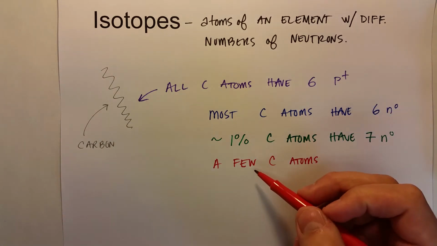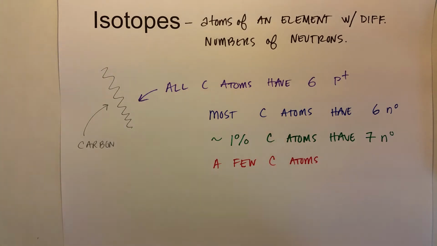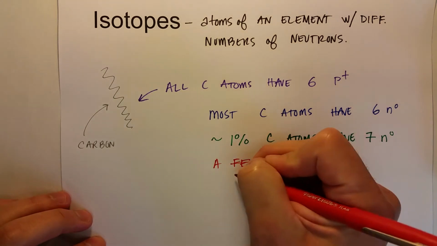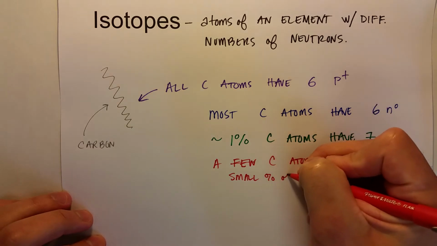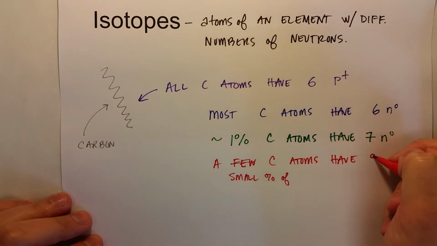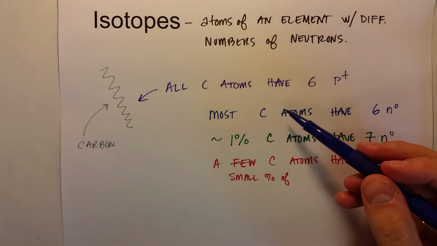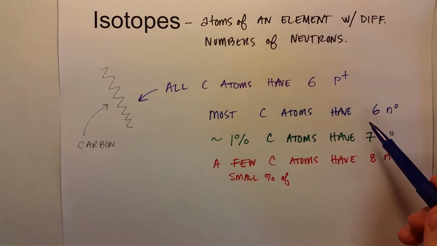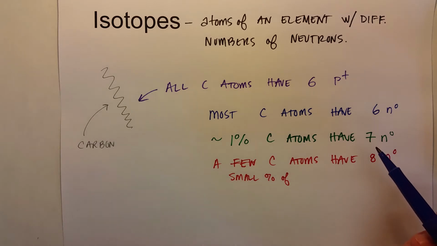I used "few" in the relative sense because in that carbon sample there are lots and lots of atoms. So maybe I should change that: a small percentage of carbon atoms have 8 neutrons. Okay, and so that is what leads to isotopes. The percentages, the natural abundance of each of these isotopes, depend on the nucleus stability.